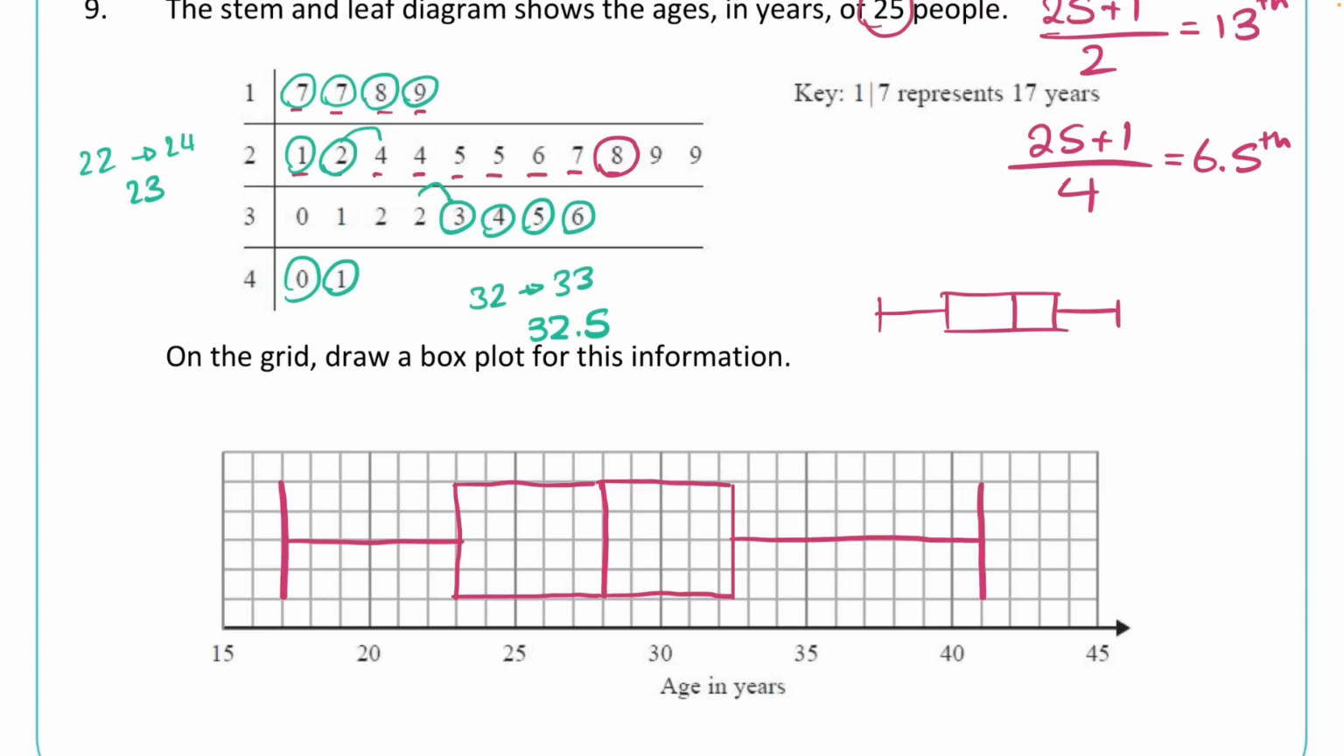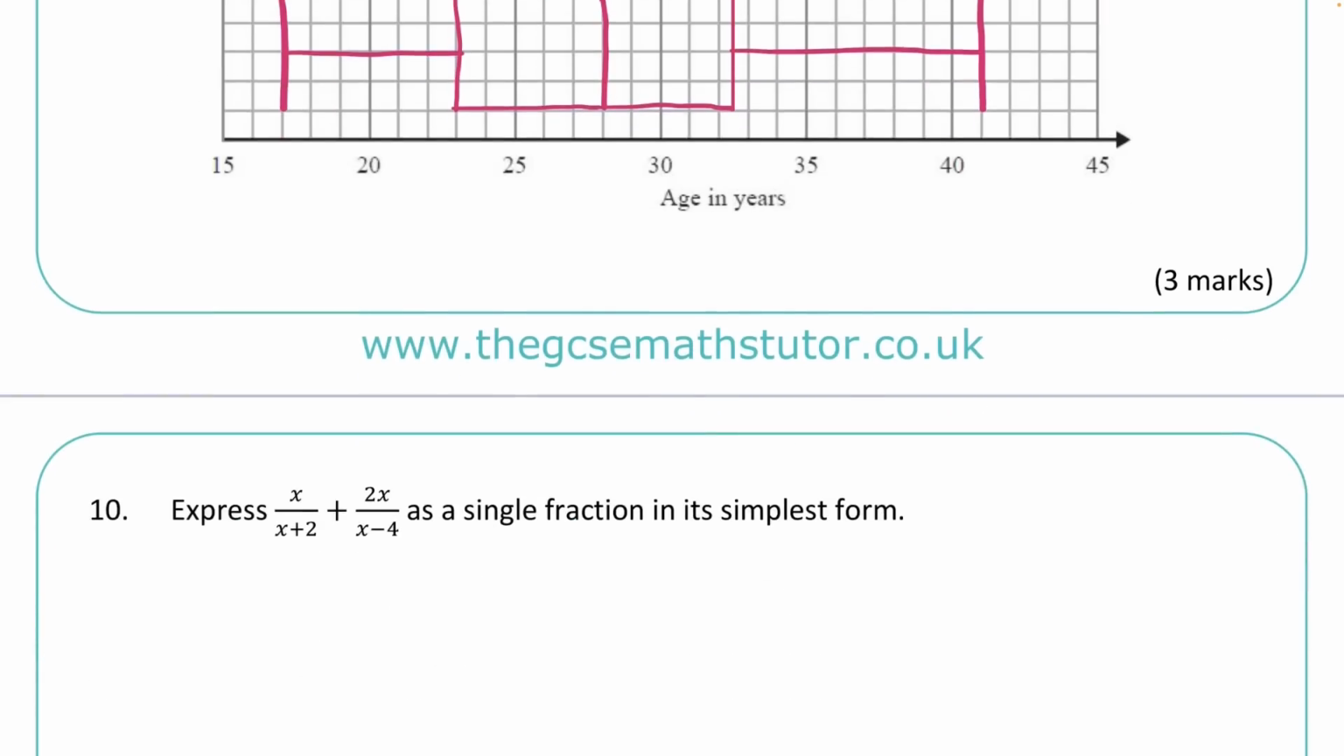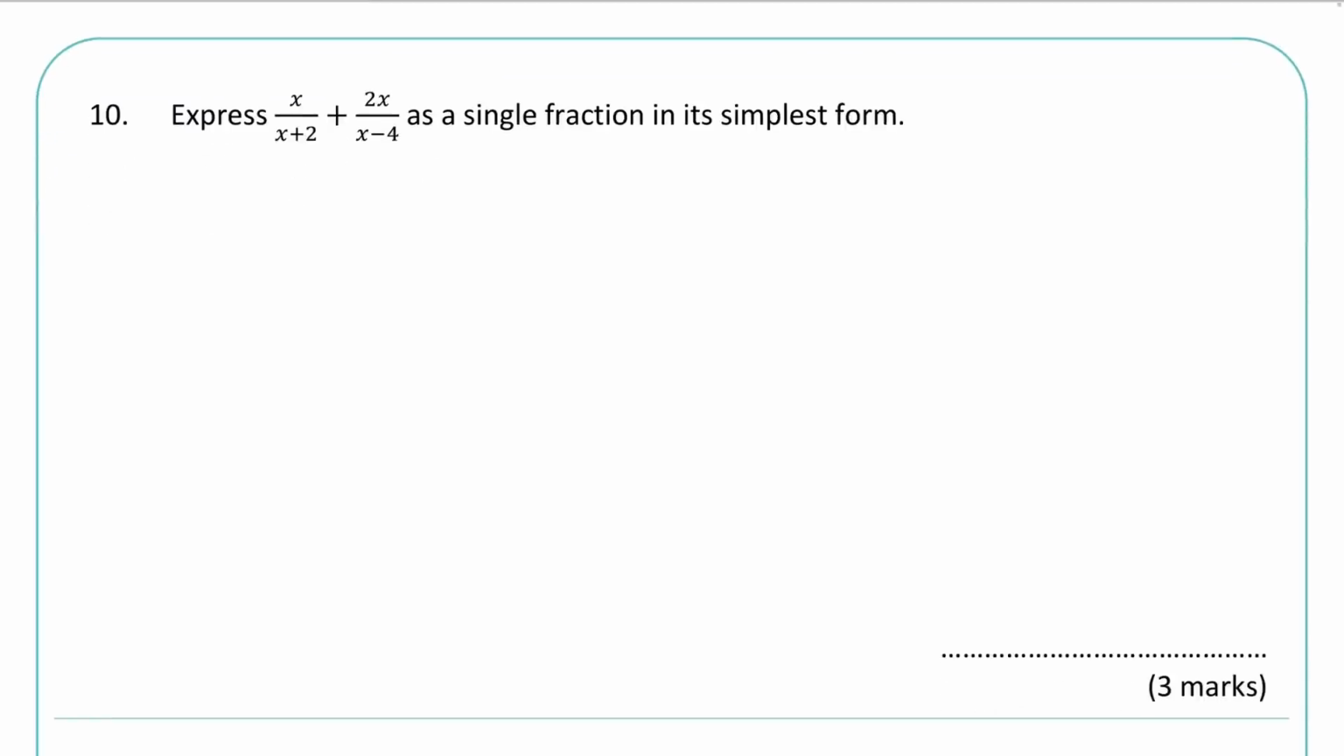And there we go, that's how we draw a box plot. We actually had to find the quartiles in the stem and leaf within this question. Of course, you might just be given the quartiles, or you might be given the range or the interquartile range to find the distance between the quartiles. But there we go, there are the quartiles and the median from a stem and leaf, and using those to draw a box plot. Okay, onto some algebraic fractions.